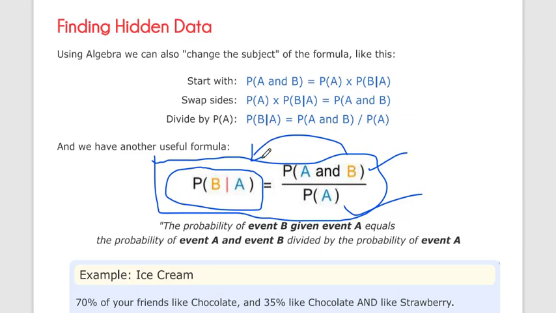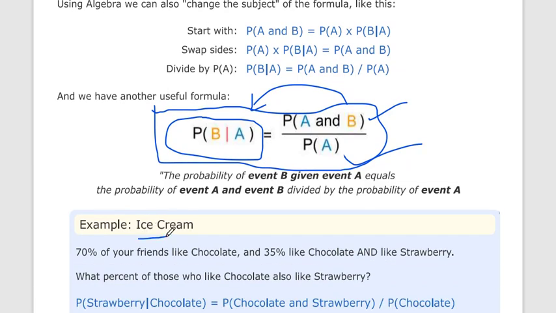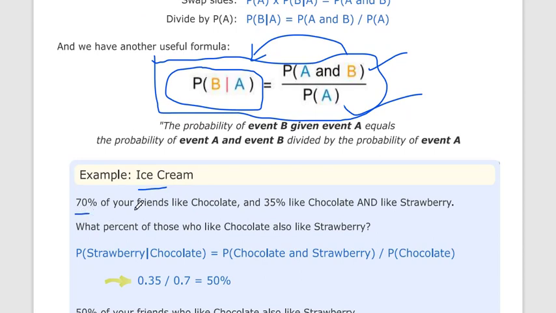So let's take an example, ice cream. 70% of your friends like chocolate ice cream, and 35% like chocolate and strawberry. Here they have used the word "and": 35% of your friends like chocolate and strawberry both. Now we have to find what percentage of those who like chocolate also like strawberry.